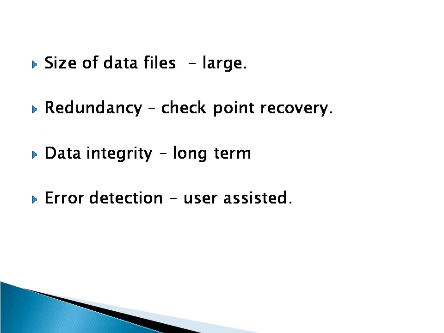We see the continuation of the characteristics of the soft real-time system. Size of data file. In the soft real-time system, the size of the file is large. Redundancy time. In a soft real-time system, it is checkpoint recovery. Data integrity. In a soft real-time system, the data integrity is long-term. Error detection. It is user assisted. So these are all the characteristics of hard and soft real-time operating systems.